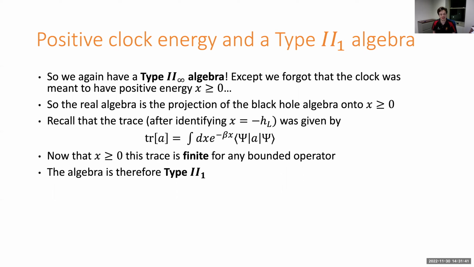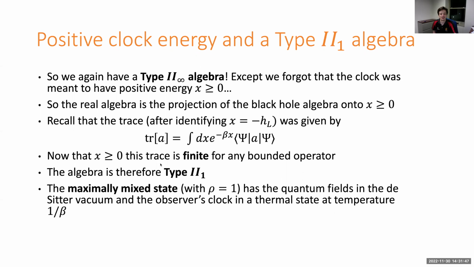Okay, let's briefly consider what sort of density matrices on this algebra look like. So in particular, we can consider the maximally mixed state, whose density matrix is the identity. So if the density matrix is the identity, then the expectation value of A is just given by the trace of A, so it's just given by this formula. That means the expectation values look like expectation values in the de Sitter vacuum. So it looks like the quantum fields are in the sort of thermal de Sitter vacuum, and the observer's clock has an energy distribution that looks like e to the minus beta h. So the observer's clock is in a thermal state with temperature 1 over beta.